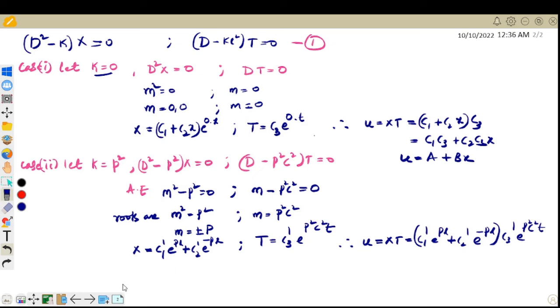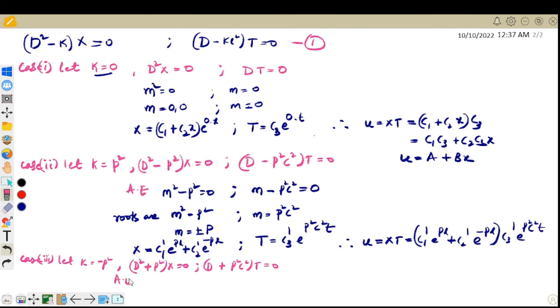Now we'll go for case number 3. Let us take k is equal to minus p square. Then equation number 1 becomes D square plus p square into x equal to 0, and d plus p square c square into t equal to 0.